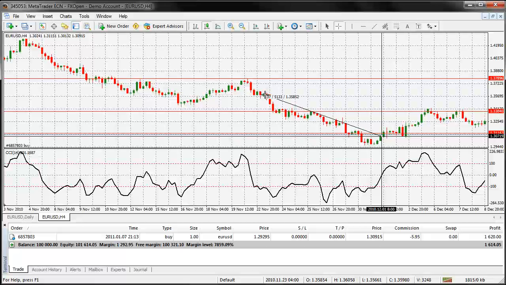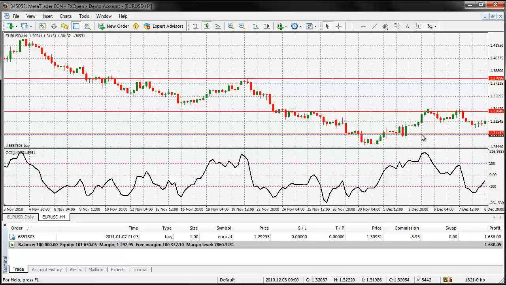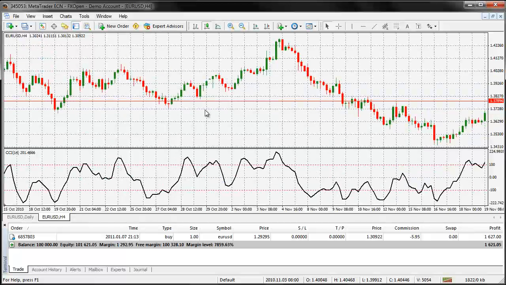We would have got out from here, and we would have got in around about here, for 513 pips in about 160 hours. That's almost a week. Keep these trades open as long as you can, play the signals out, trust the signals, and you will do very well. Let me show you one more example for a buy trade.